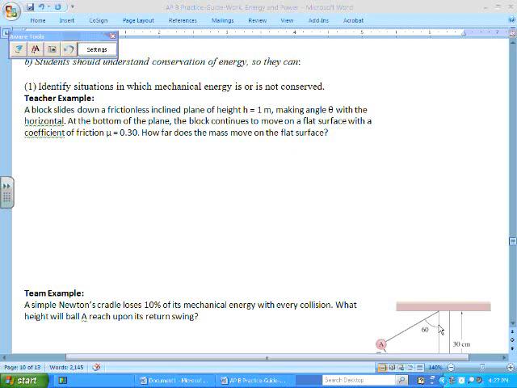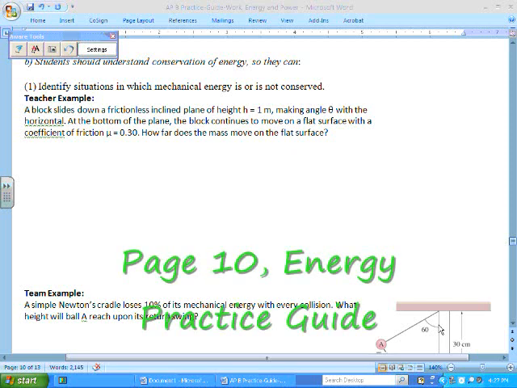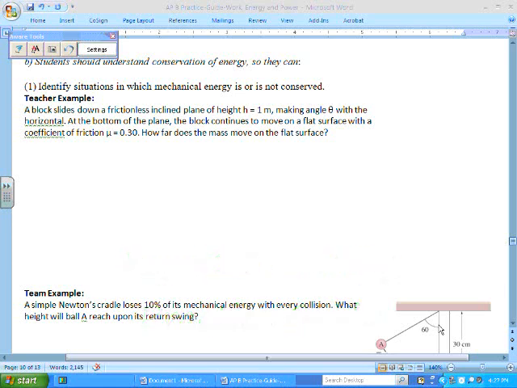The purpose of this clip is to identify situations in which mechanical energy is or is not conserved. And that will allow us to further use the law of conservation of energy to solve additional problems. This example problem deals with a wedge that we have a block resting on top of.